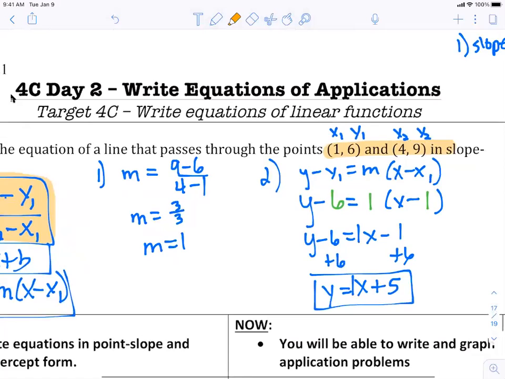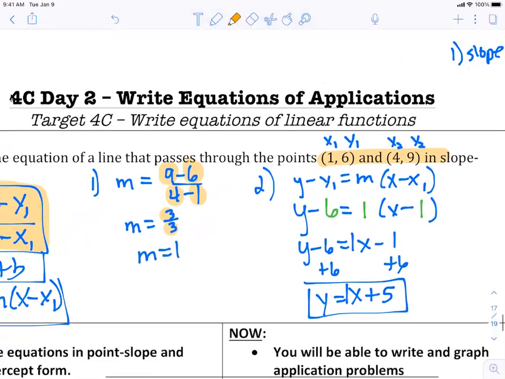So all I did was I labeled my points. So it's going to be y2 minus y1 over x2 minus x1. And then it's really just a matter of simplifying. 9 minus 6 ends up being 3. And 4 minus 1 also ends up being 3. So when I divide them, 3 divided by 3 ends up being 1. And we're left with our slope of 1. Okay, now the next step is to actually write the equation.